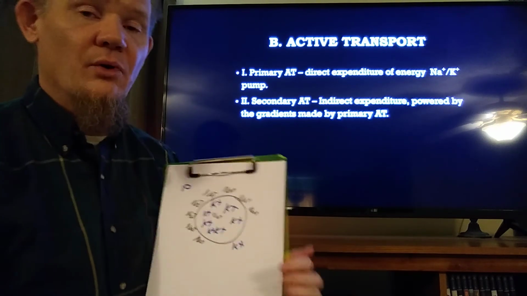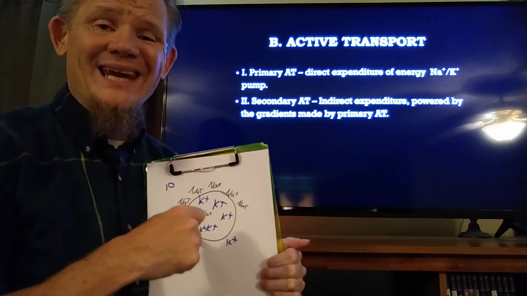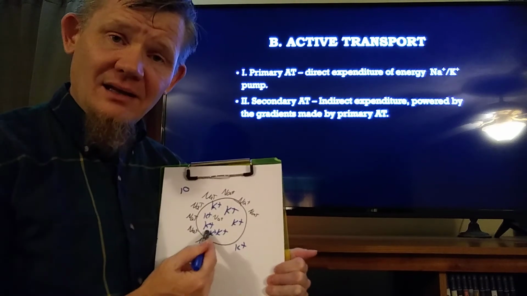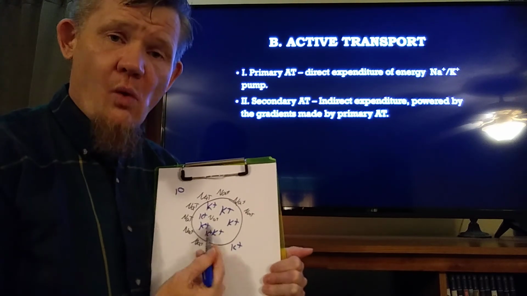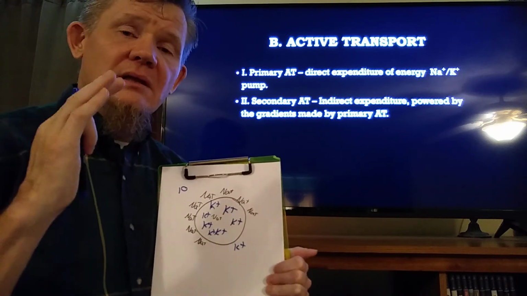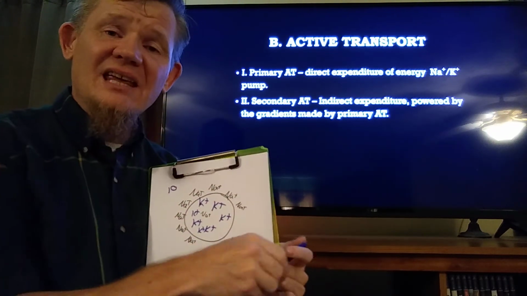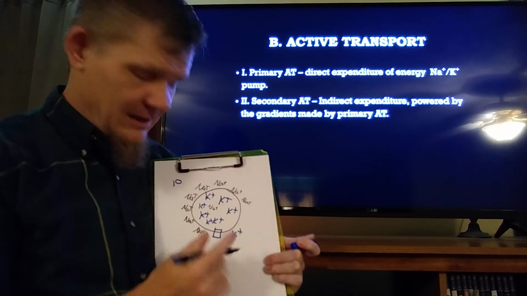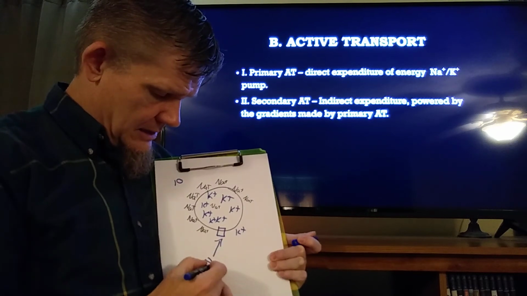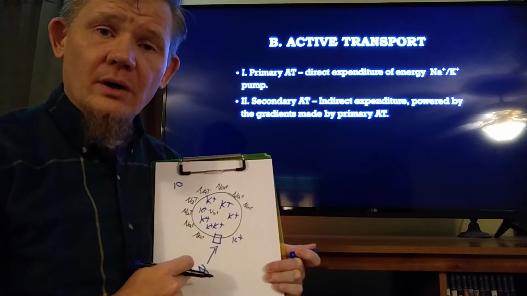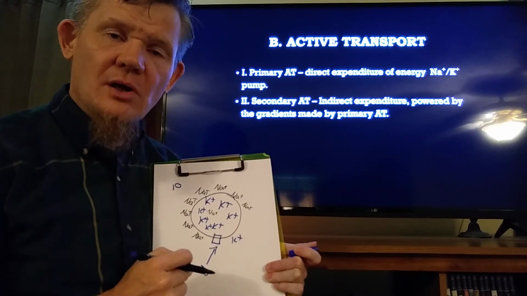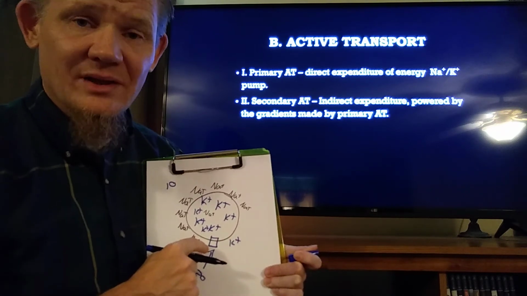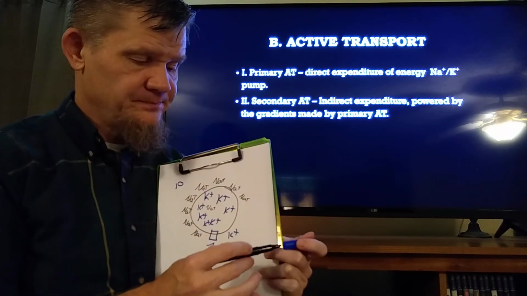Secondary active transport works off of gradients created by primary. So, does sodium want to get back in? And the answer is yes, sodium wants back in. What the cell does is the cell gives sodium another way to come back in. And this is a back door. But sodium can only operate this back door if it brings sugar with it. This is the sodium-glucose pump.